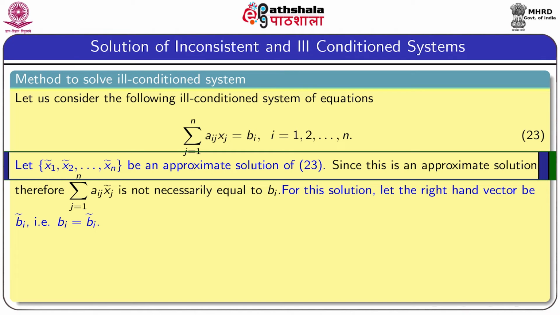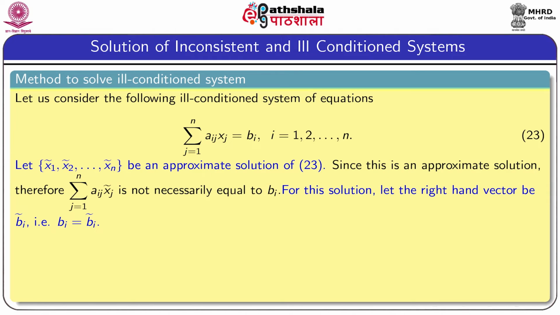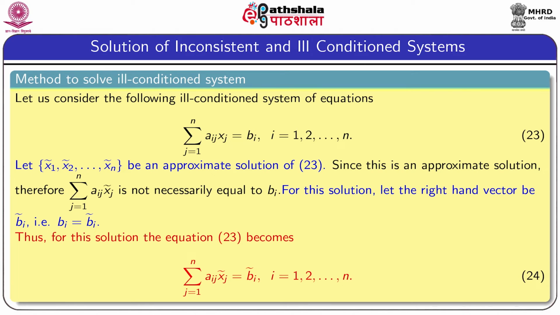Let x1 tilde, x2 tilde, up to xn tilde be an approximate solution of the above system of equations. Since this is an approximate solution, therefore summation aij xj tilde is not necessarily equal to bi. For this solution, let the right hand vector be denoted by bi tilde. Therefore, equation 23 becomes summation aij xj tilde equal to bi tilde, where i equal to 1 to n.